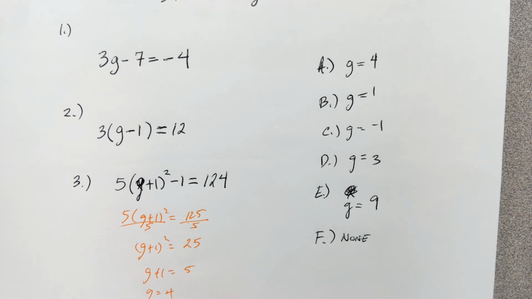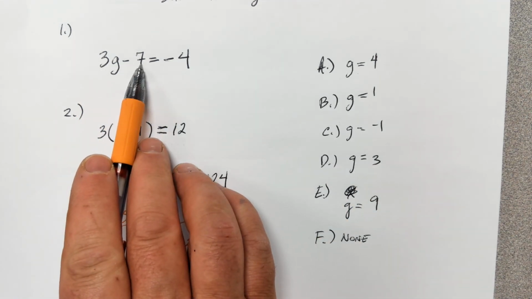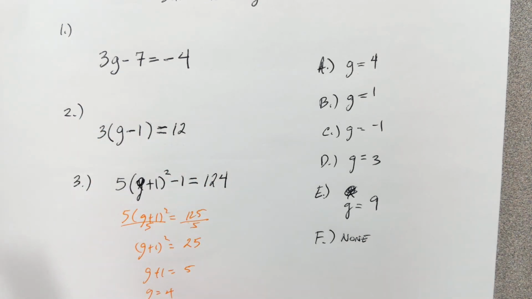Yep. It wouldn't be a negative. If it was negative, then this would be negative 3 minus 7. That would make negative 10, not negative 4. So this is right.